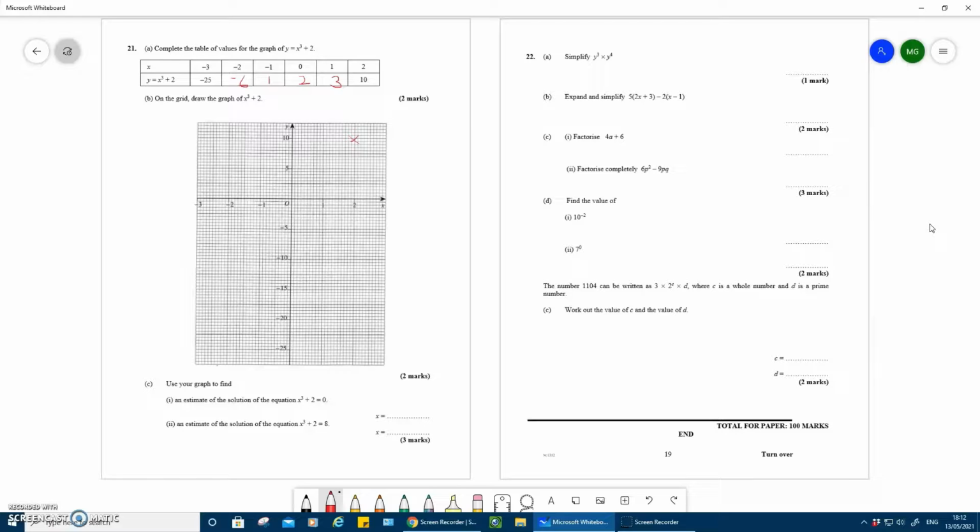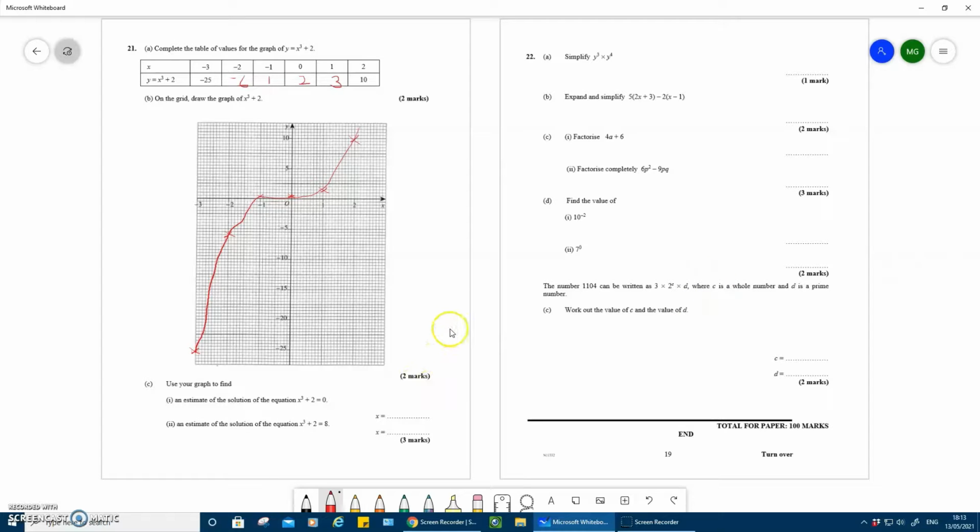2, 10 will be there approximately. 1, 3 is roughly there. 0, 2 is roughly there. Minus 1, 1. Sorry, I haven't got a very good scale, have I? Minus 2, minus 6. And minus 3, minus 25. And it's a cubic, so it's going to be down, across, and down. Oh, not very good drawing. Remember, it's a freehand curve, perhaps about this bit near there.